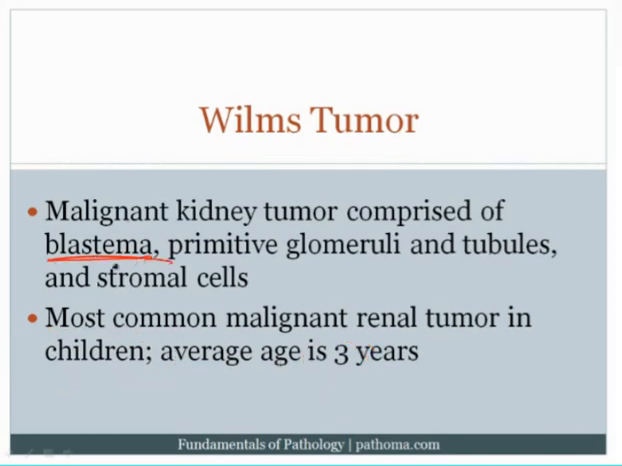Now this tumor is comprised of blastema. Blastema is the primitive tissue from which the kidney forms, and this blastema can also produce primitive glomeruli, tubules, and some stromal cells. However, the hallmark cell is blastema.